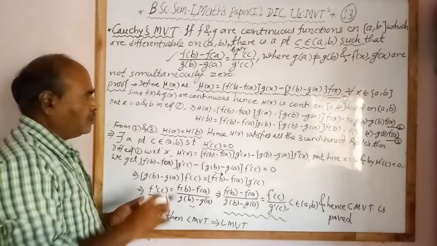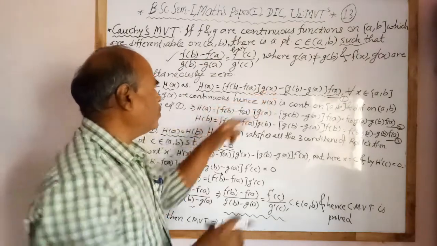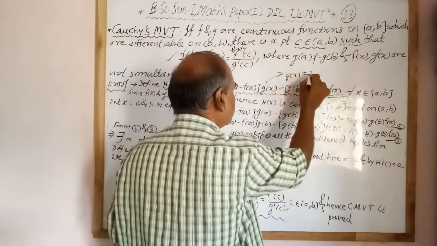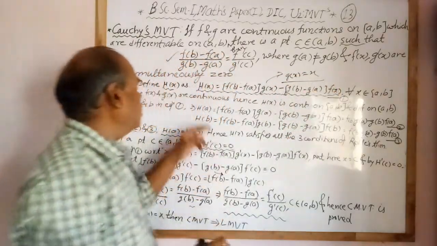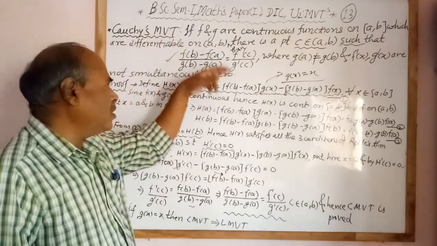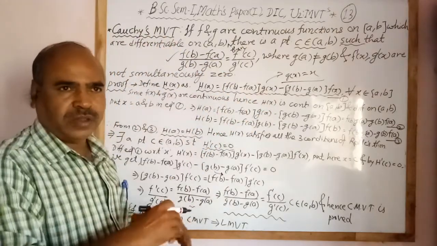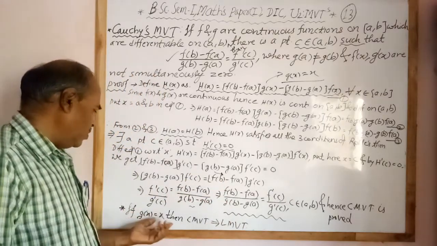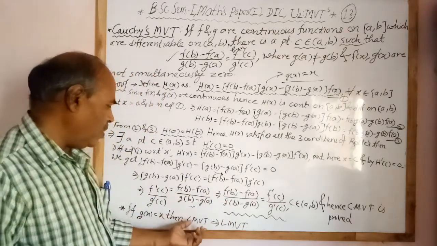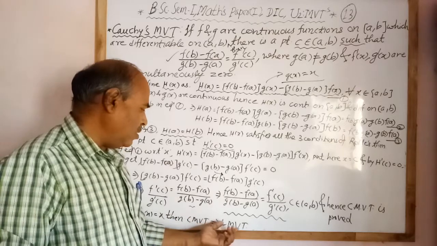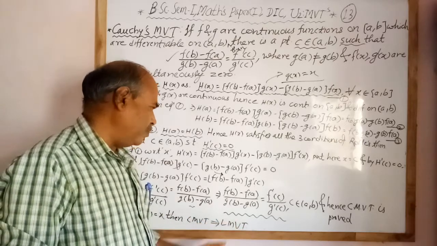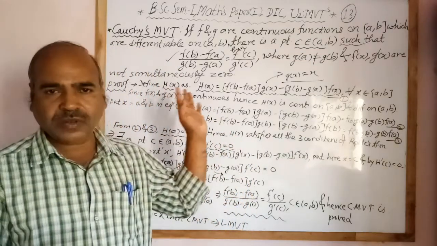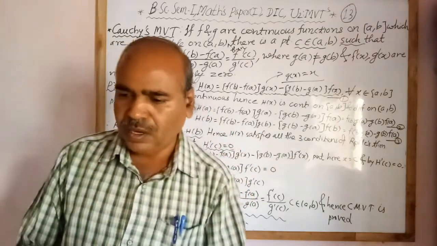Now if we take here in this theorem g of x equal to x, then this theorem, Cauchy's mean value theorem, reduces to the previous theorem, that is Lagrange's mean value theorem. That is, if g of x equals x, then Cauchy's mean value theorem implies Lagrange's mean value theorem. Then we see the examples on this theorem.